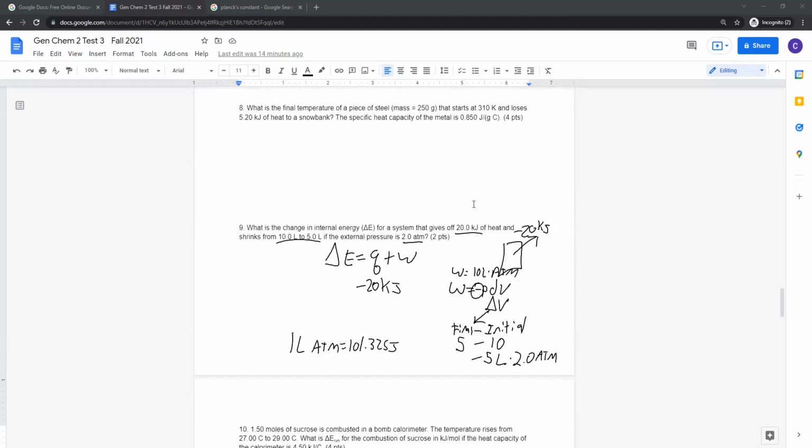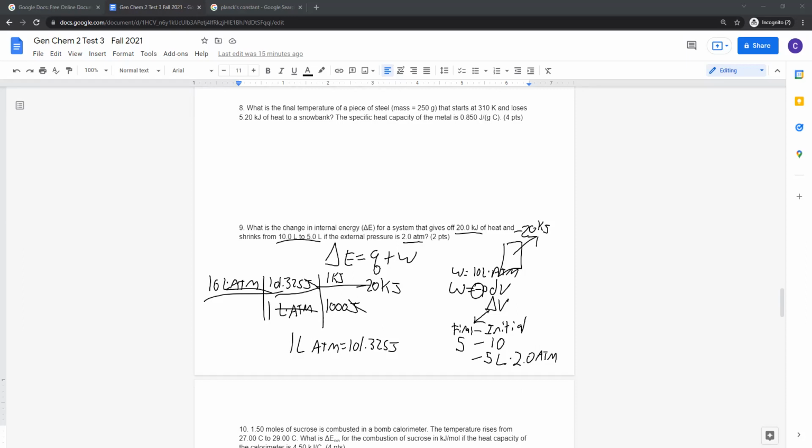All right. So I have 10 liters atmosphere that I calculated. For every 1 liter atmosphere, that's 101.325 joules. There is 1,000 joules in 1 kilojoule. Make sure you remember how to do your metric conversions. Liters atmosphere cancel out, joules cancel out. So I'm left in a unit of kilojoules now, which is what I want.